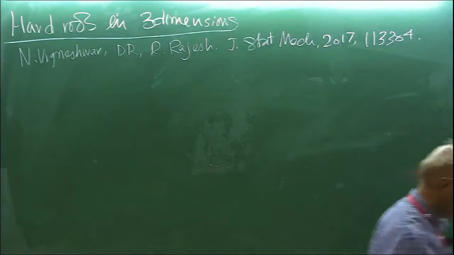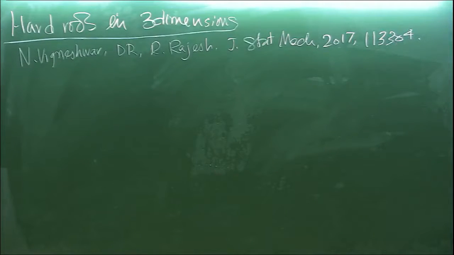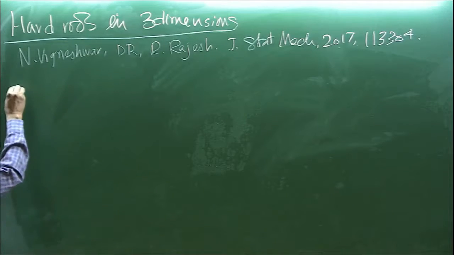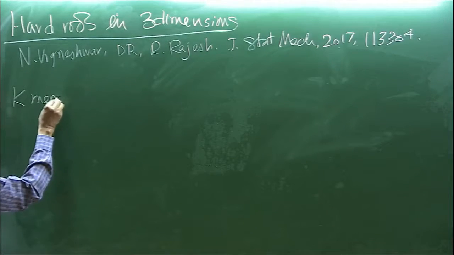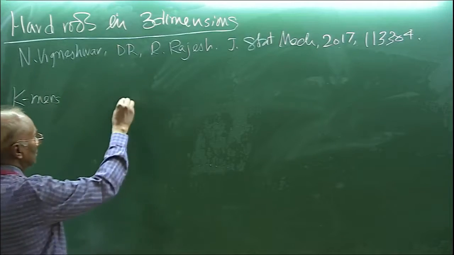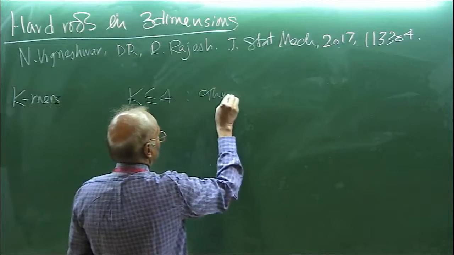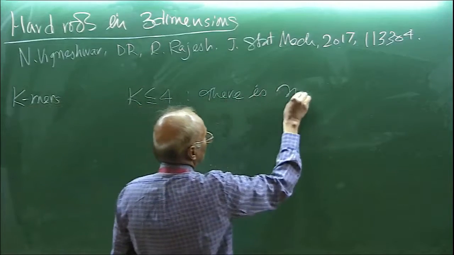Okay, so what happens to hard rods in 3D? We have not made a great deal of analytic progress in this, but using this Monte Carlo technique which I described in the previous lecture, we can actually do rather good simulations and we can see what happens. So you can take k-mers, where k is the size of the chain, and it turns out if k is less than or equal to 4, there is no transition.